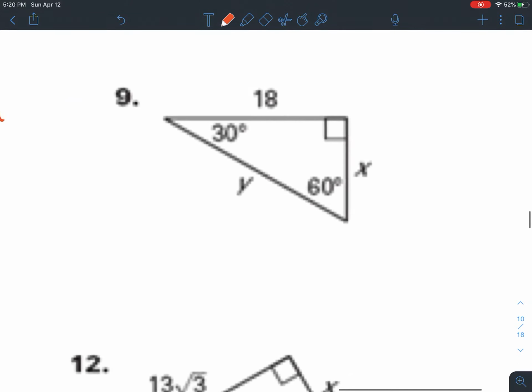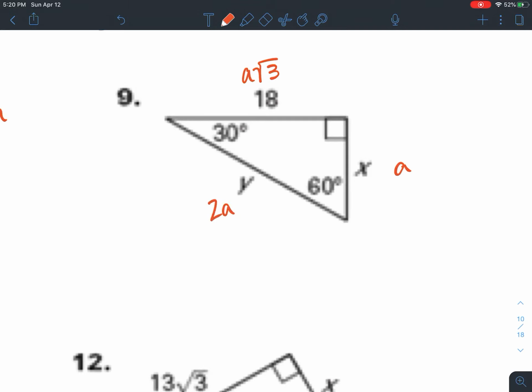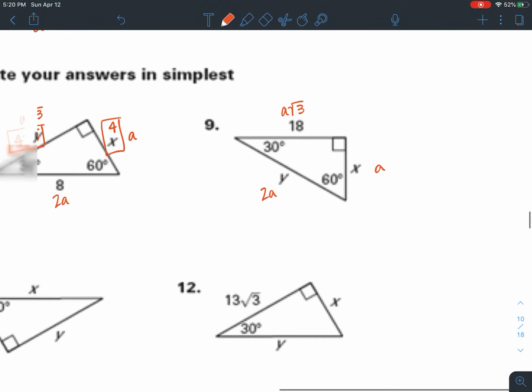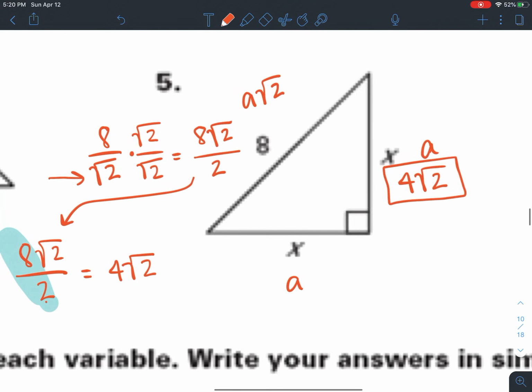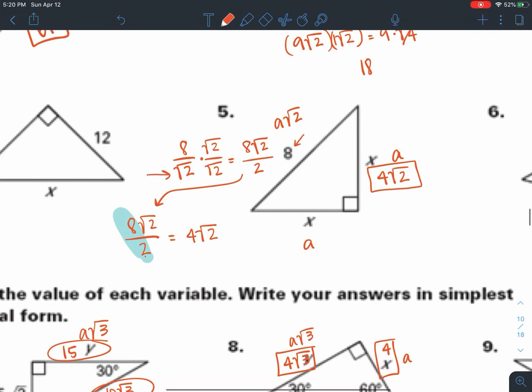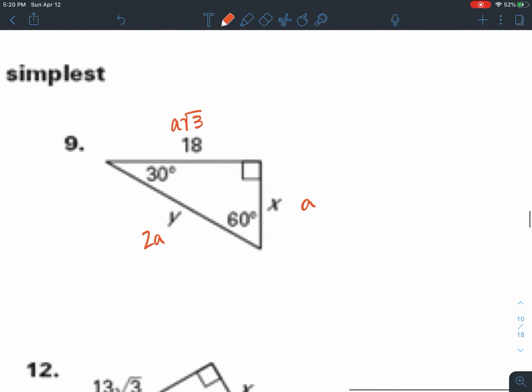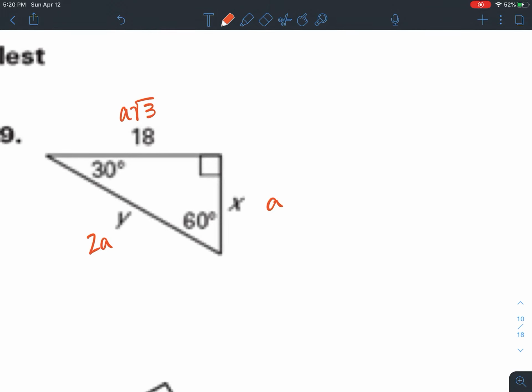Let's go ahead and work this one as well. I have my a and a square roots 3 for the long leg and 2a. So we're back in that same boat that we were up here with our 8. In this case, if I'm taking out the root 2, I'm pulling it out of that whole number of an 8. And I do that through division. It's the same thing here with 18. So to get from the long leg to the short leg, I'm going to divide by the square root of 3.